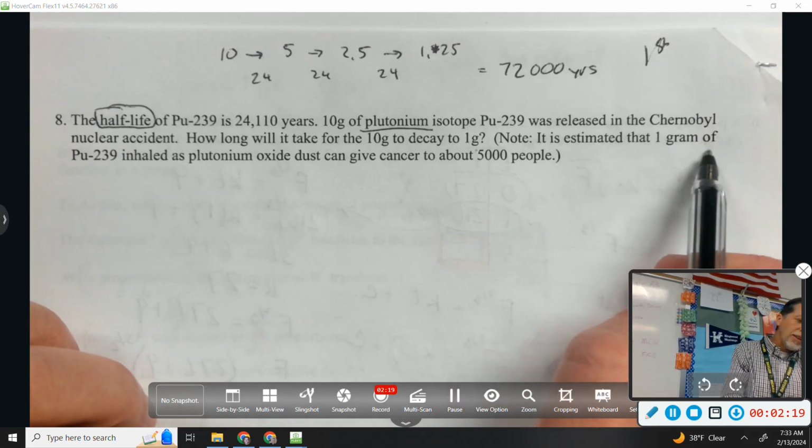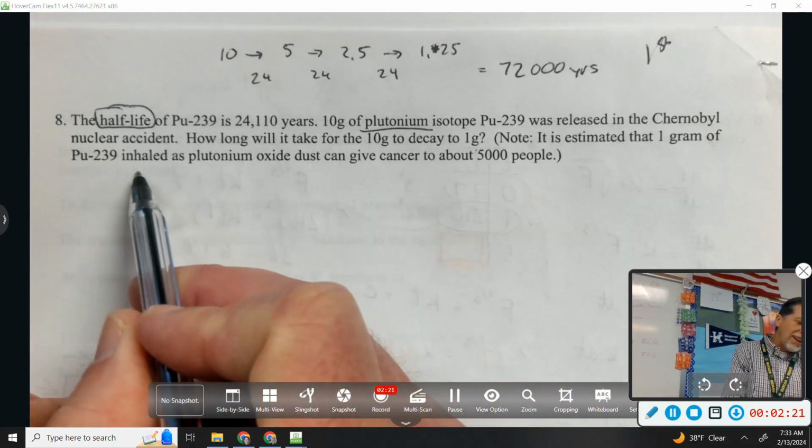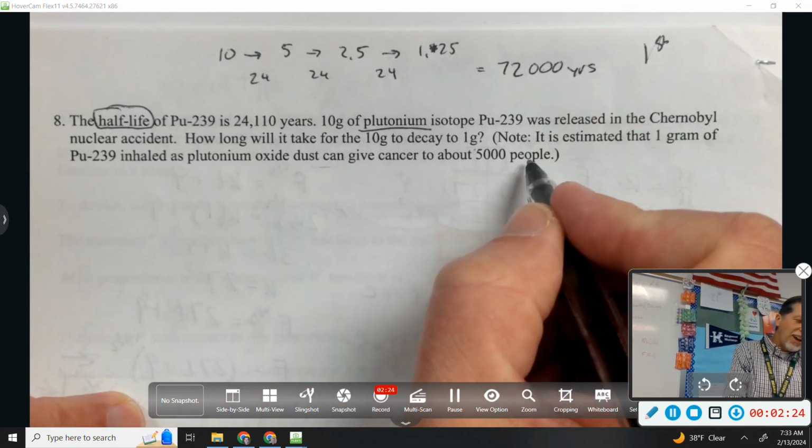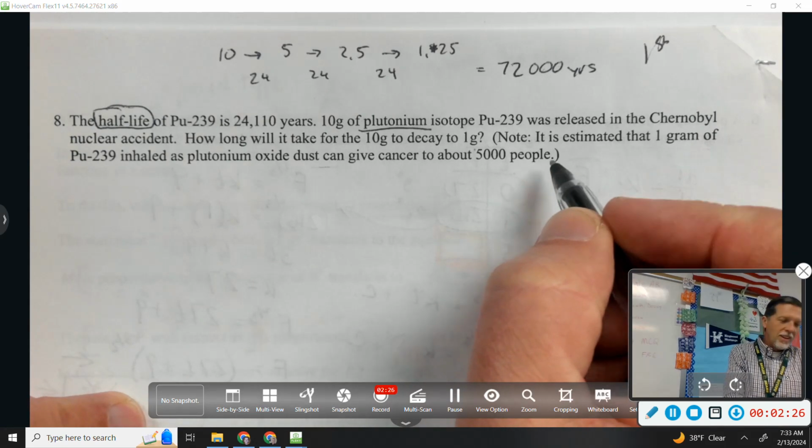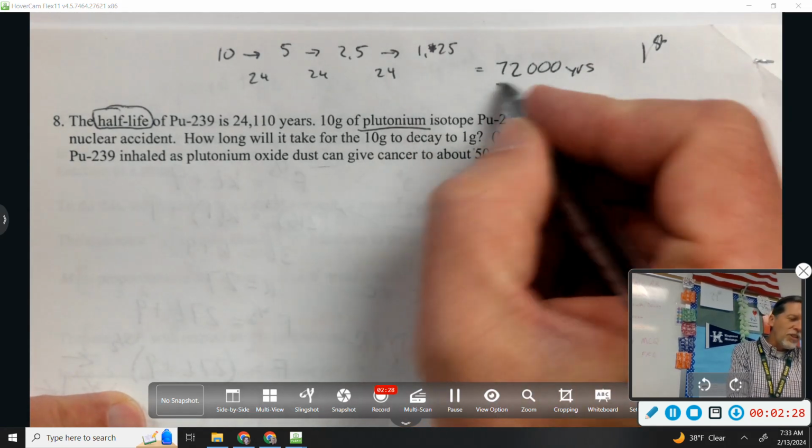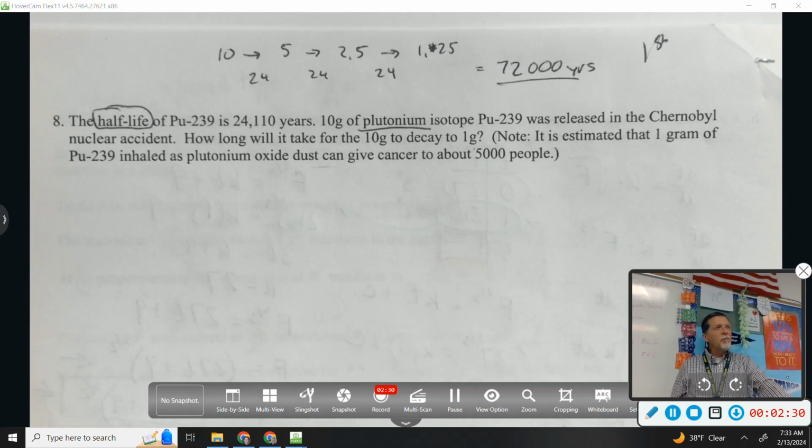It's estimated that 1 gram of that inhaled dust can give cancer to 5,000 people. So we've got 72,000 years of some cancer-causing agent floating in the air around Chernobyl. If this problem is accurate, I don't know if it is or not.